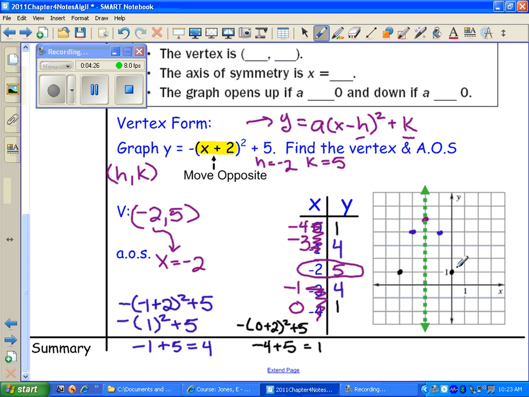And then I just need to draw in my U-shaped graph here, or my hill in this case, because it's a parabola and it was negative, so it's opening down. The vertex on this would be a maximum because it's the top of the hill. And that's all that we need to do on this type of problem. We had to find the vertex and the axis of symmetry and then graph it.